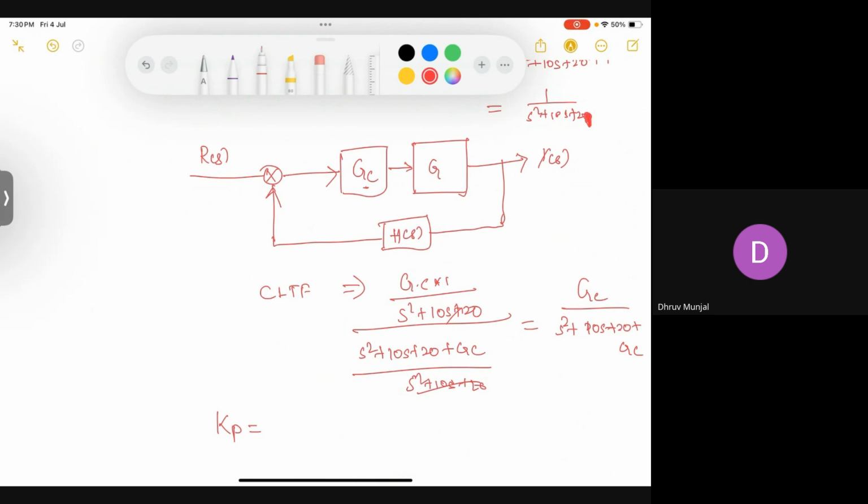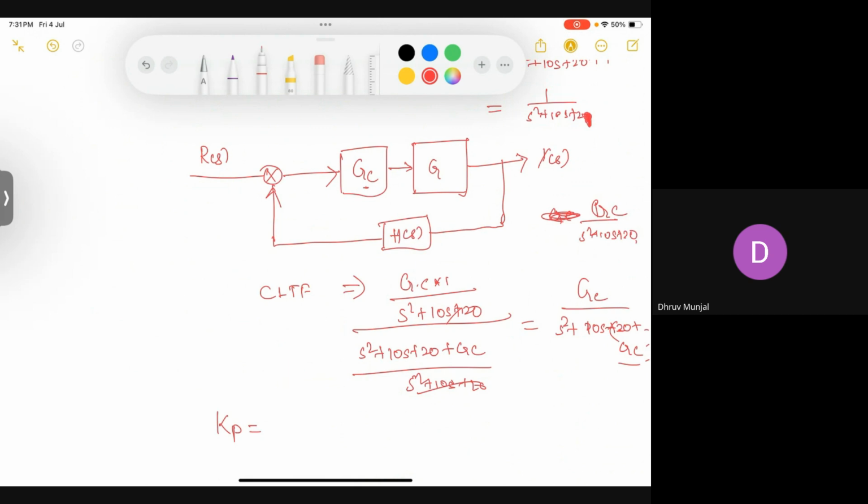These both are in cascade, right? So this will become GC into 1 by s square plus 10s plus 20. So this will automatically become GC by. Right? So the denominator would be 20 plus GC. Is it right? Yes. Right.